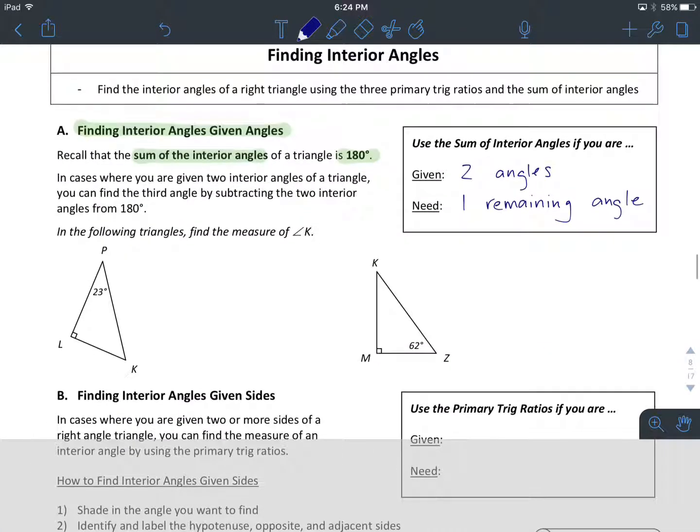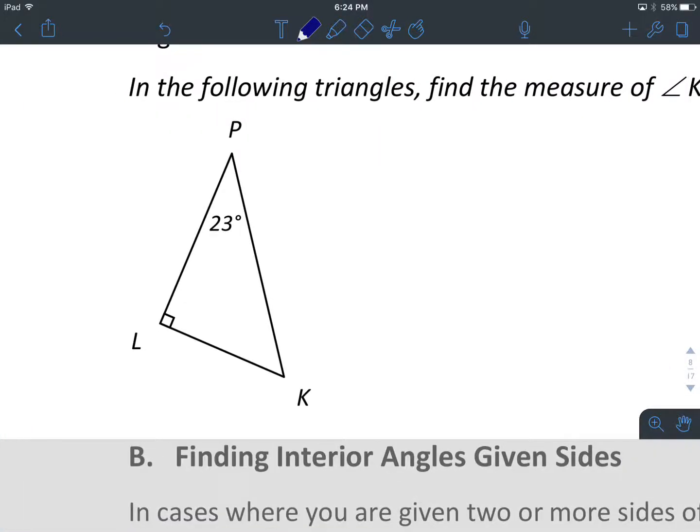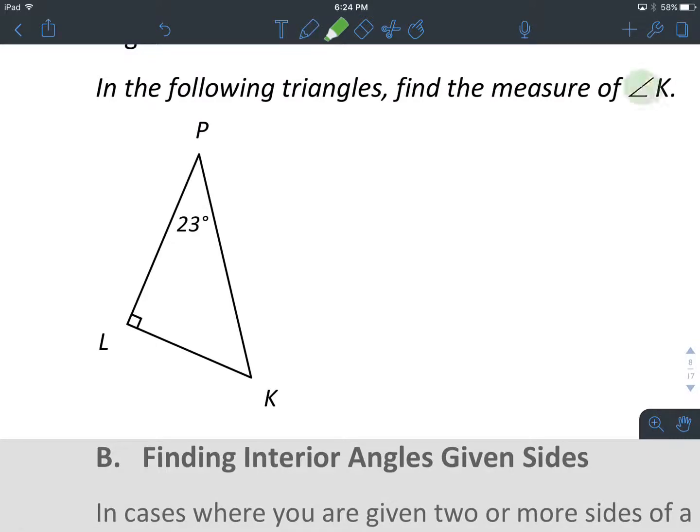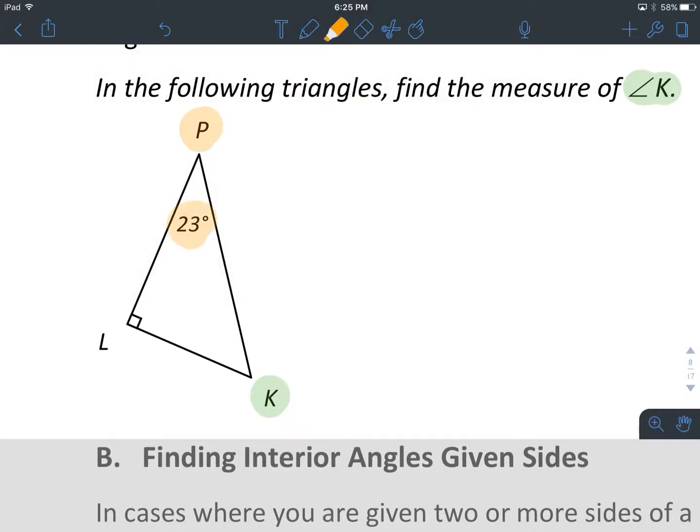So let's start there. Here's a triangle PLK. We are being asked to find the measure of angle K. So what is angle K going to be? Here's angle K over here. That's what we're looking for. What do we already know? Well, we already have angle P, and that's listed as 23 degrees. Although it's not as explicit, we also know that angle L will be equal to 90 degrees.